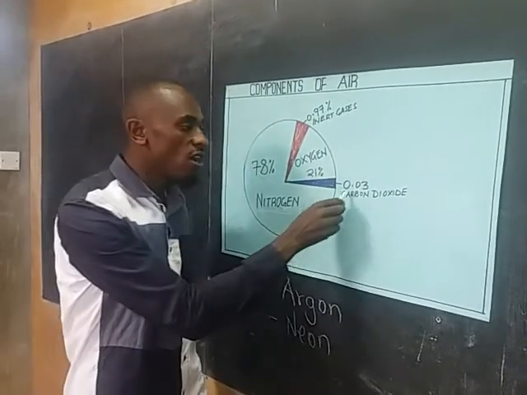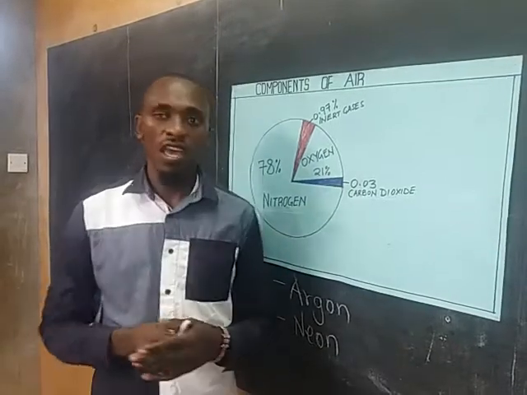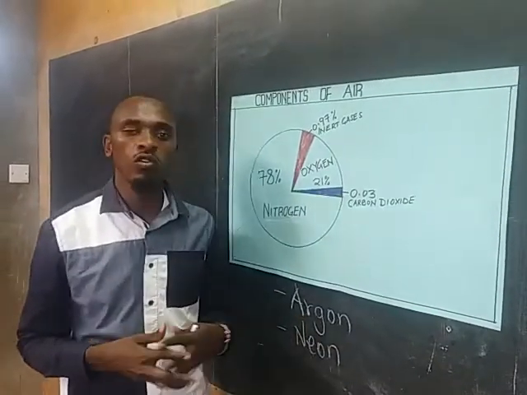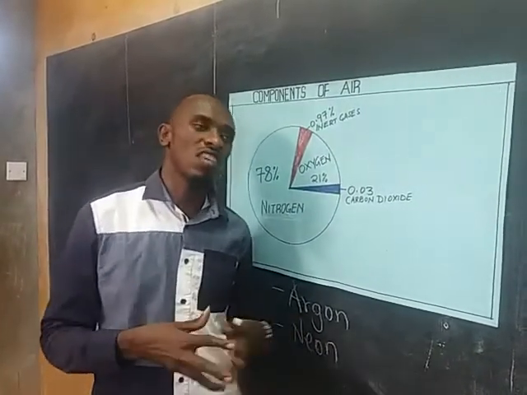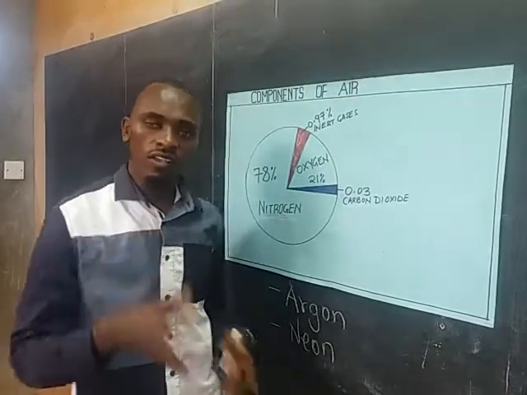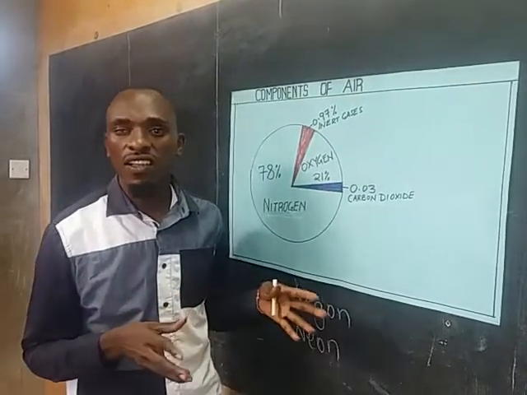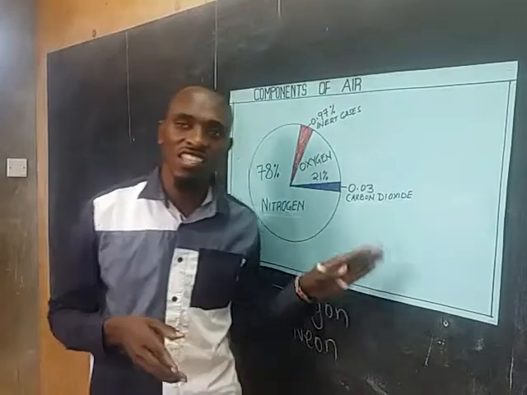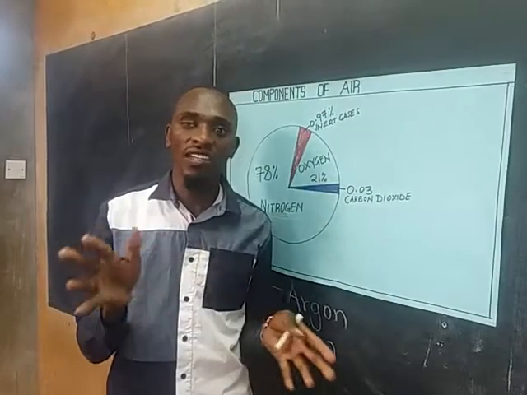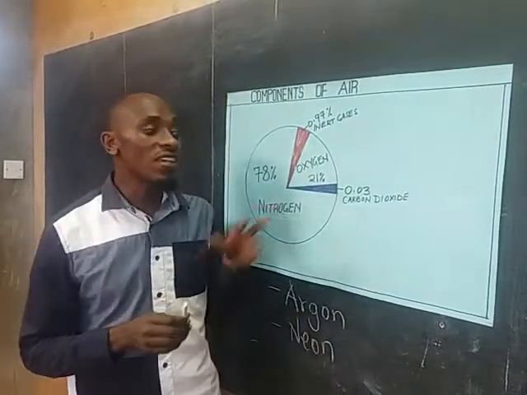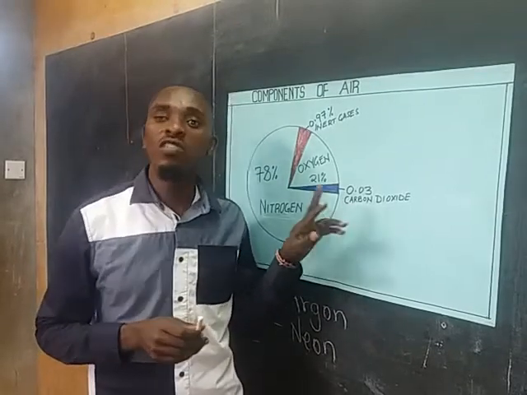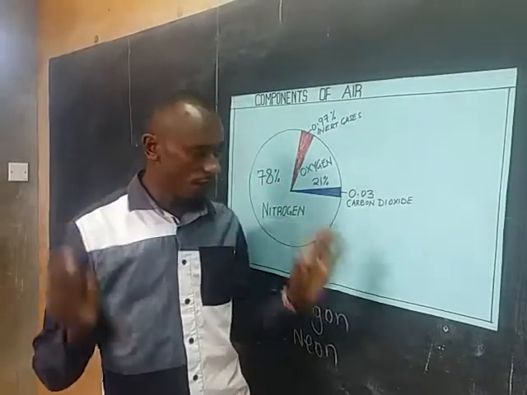Then from there we have carbon dioxide. In class 5 you learned about photosynthesis. Now, what did we say photosynthesis is? I know you can remember, photosynthesis is a process through which plants make their own food in the presence of carbon dioxide. So they use carbon dioxide to make their own food.